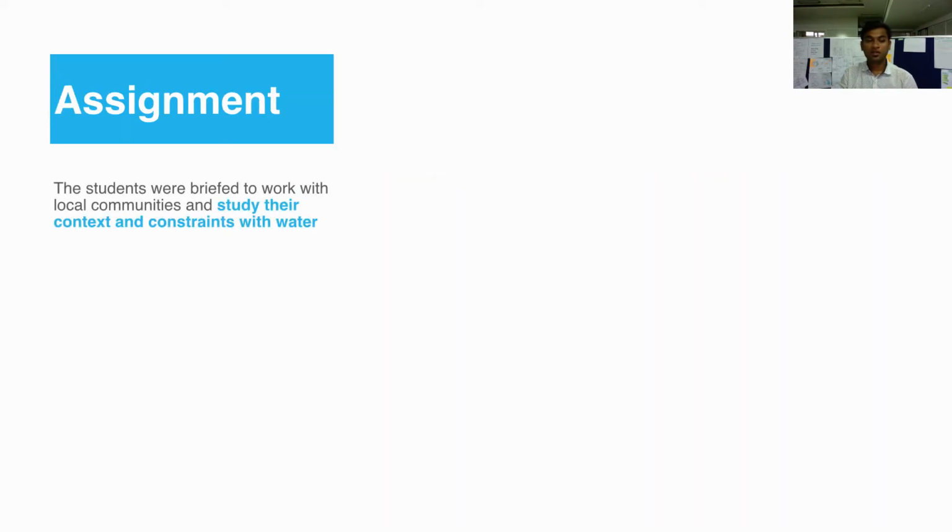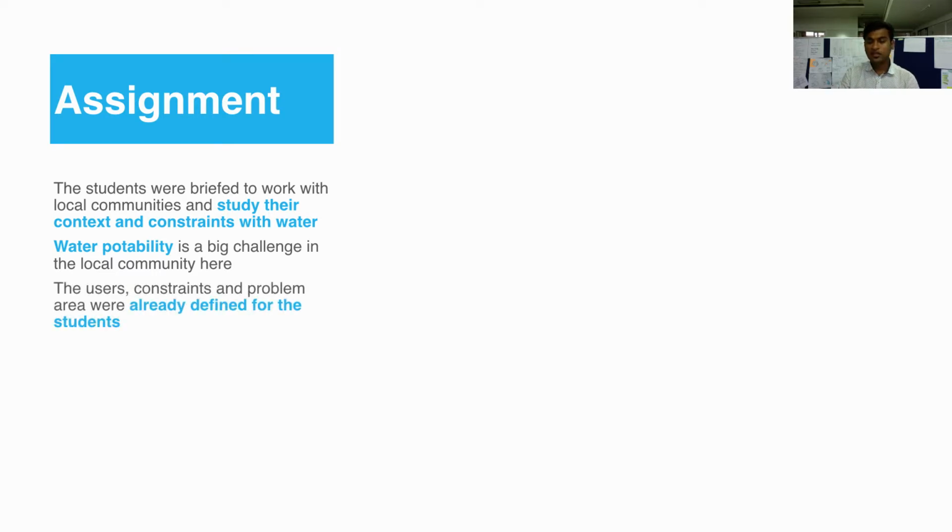The initial brief was given to students to work with the local communities and study their constraints with water, since potability is a big issue in Assam. The students were already given the users, constraints, and the problem area. The understand phase was broadly defined rather than completely kept open-ended, since we only had 1 week and this was their first encounter with design projects.